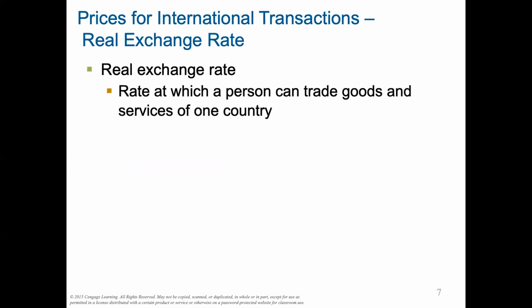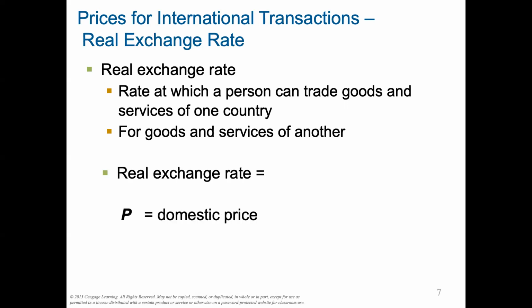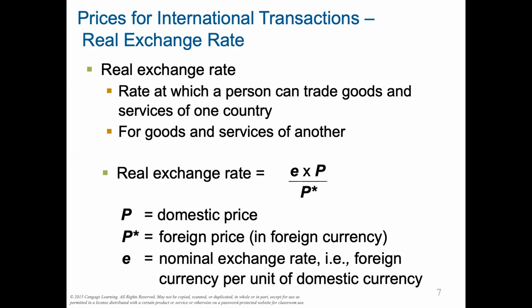The real exchange rate is the rate at which a person can trade goods and services from one country for another. For the goods and services, we're really talking about what? We're going to look at the price that we pay in the United States for something, or whatever country you're looking at. We're going to look at the foreign price in foreign currency for that same product. And we're going to look at that nominal exchange rate. In other words, how much foreign currency per dollar, per unit of domestic currency.